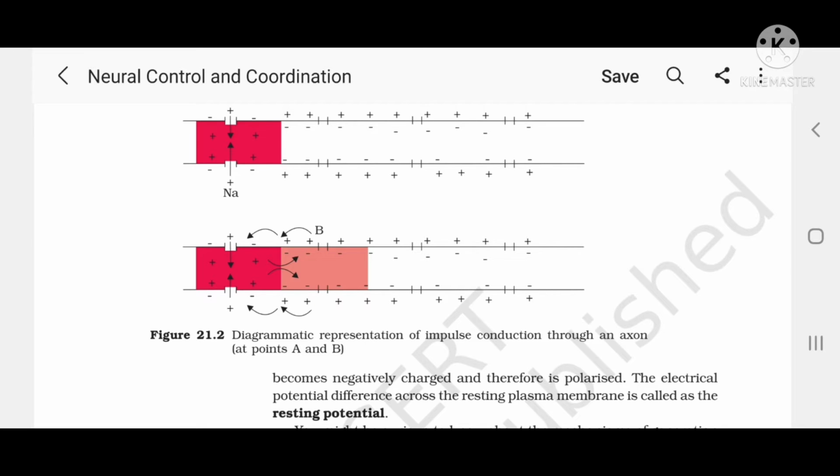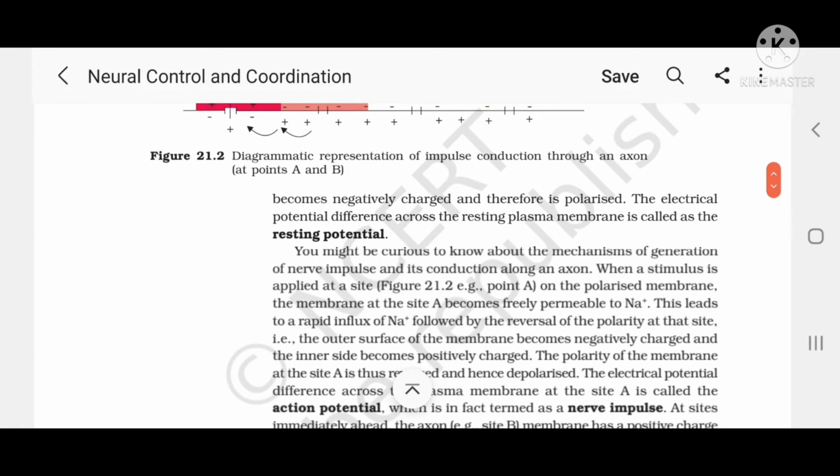You might be curious to know about the mechanism of generation of nerve impulse and its conduction along an axon. When a stimulus is applied at a site on the polarized membrane, the membrane at the site A becomes freely permeable to sodium ion. This leads to a rapid influx of sodium ion, followed by the reversal of the polarity at that site. That is, the outer surface of the membrane becomes negatively charged and the inner side becomes positively charged.